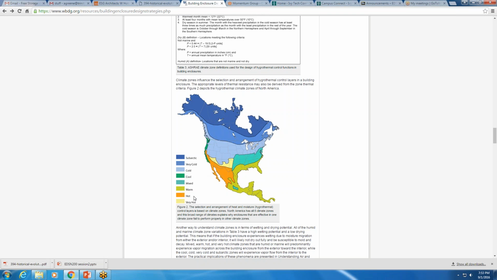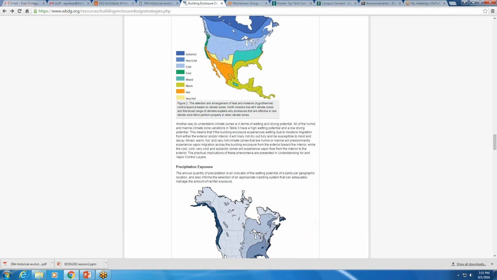So here we have very hot, hot, warm mix, cool, cold, very cold, and subarctic. So Indiana is not too bad in the grand scheme of things. We're not subarctic, so we're doing pretty good. But all of those things are considered, and they have different materials that would apply to those areas. Humidity is a big one, especially when it comes to flooring, which I'll talk about here in a minute.